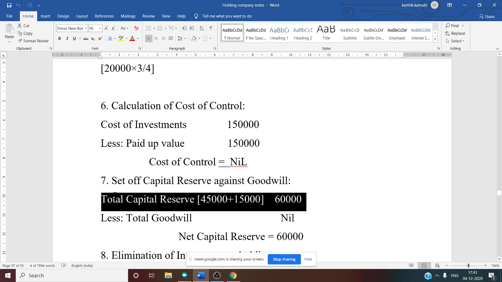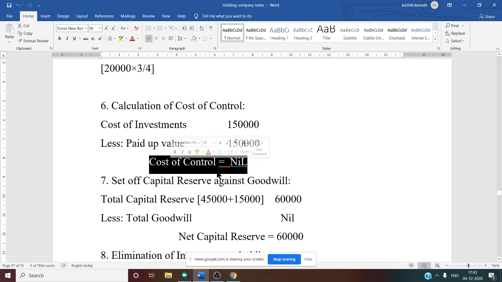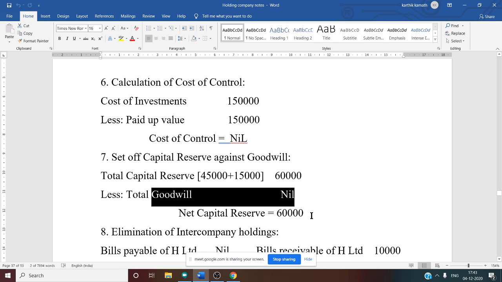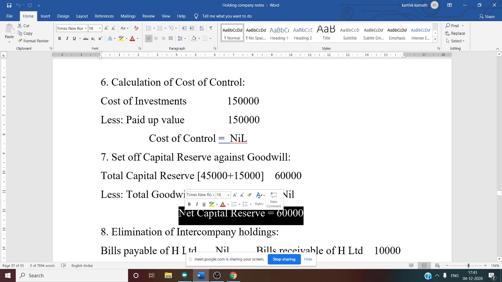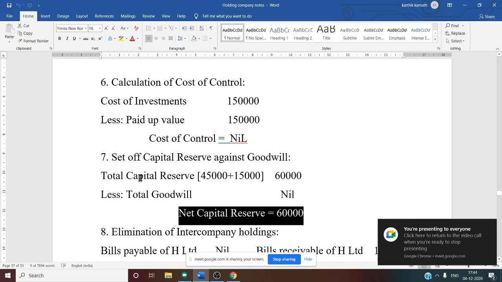So 60,000 less total goodwill. But in this problem, we got cost of control or goodwill as nil amount, zero amount. That is why goodwill is nil. So negative balance, net capital reserve is 60,000. So now this is clear. This 60,000 you have to show in the consolidated balance sheet liability side. That is point number 7 or working note number 7.